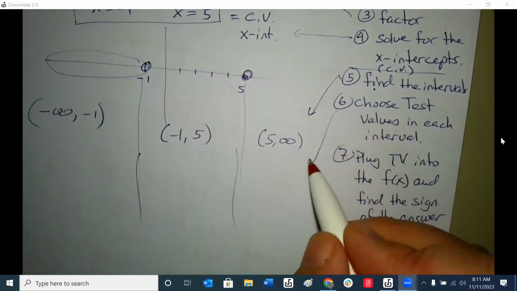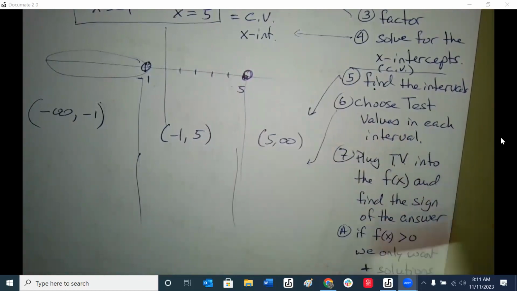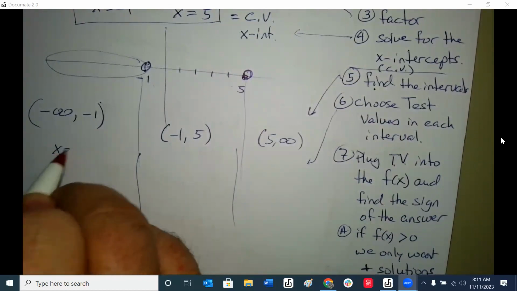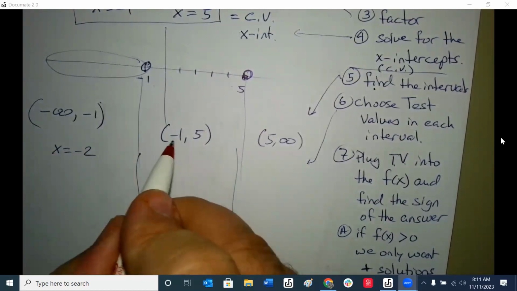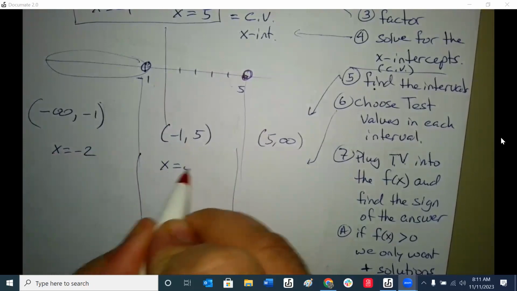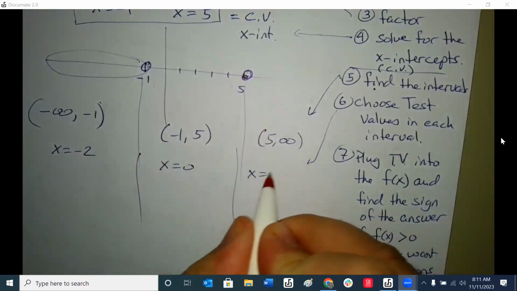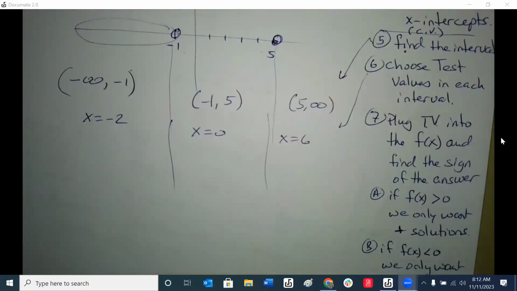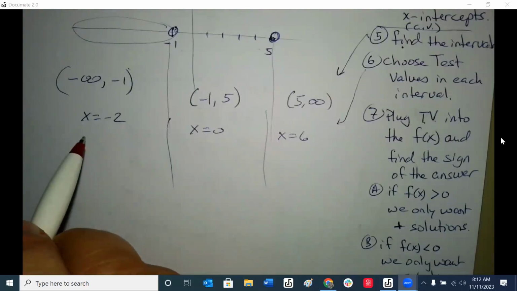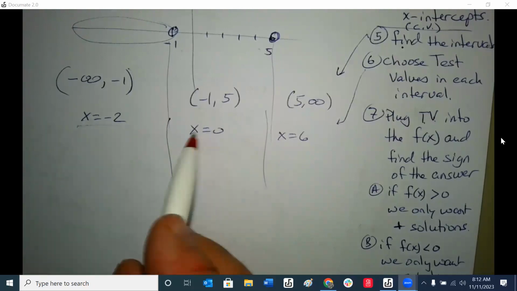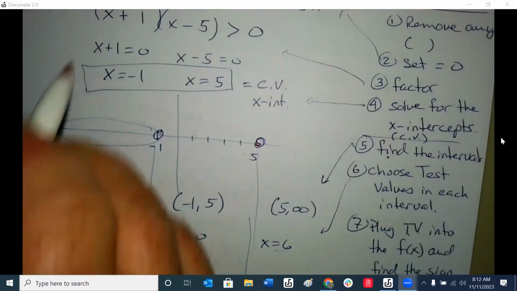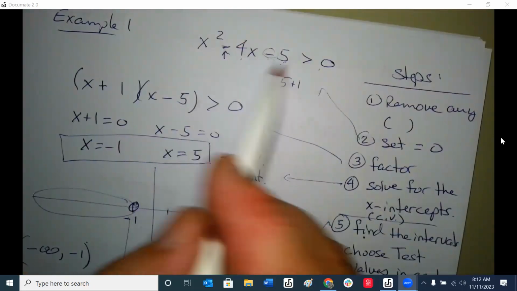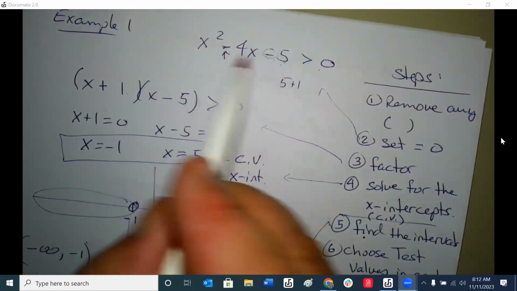Now I've got to choose test values. Between -3 and -1, I choose -2. Between -1 and 5, I choose 0. I choose 6. Those are my test values. So now I plug these values into that equation, the factored form. Or if you're not sure about your factor, then go back to the original.